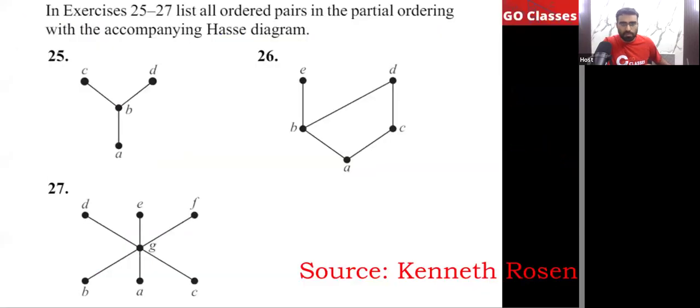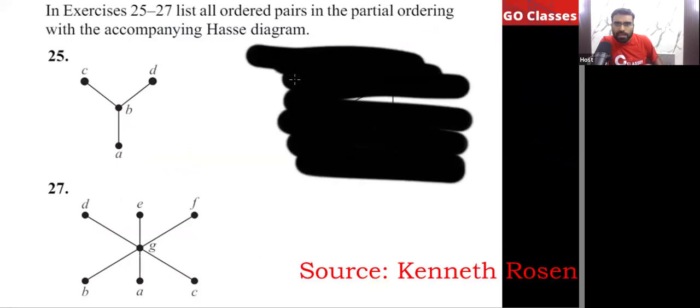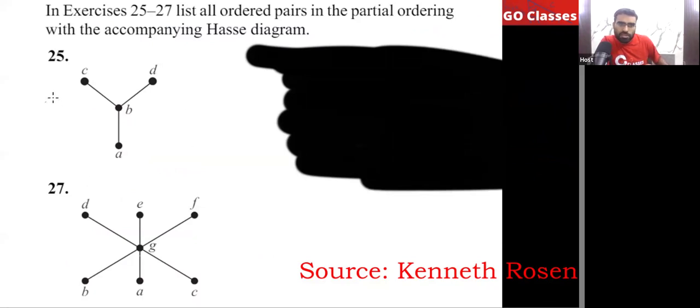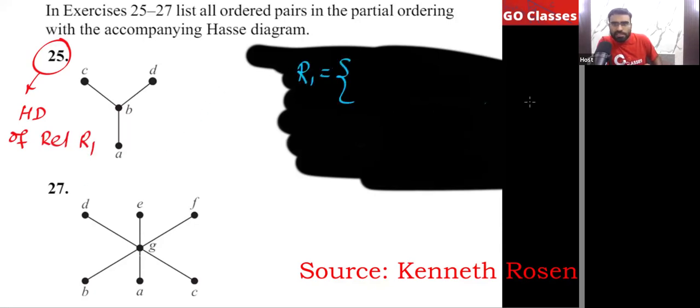Like this they can ask you. This is your Kenneth Rosen question. So let's solve it quickly. For example, for this partial order relation, for this Hasse diagram, can you create the set representation? Only for the first part, I will create the set representation. So this is your Hasse diagram of relation R. Let me call it R1. Now let's create the set representation.